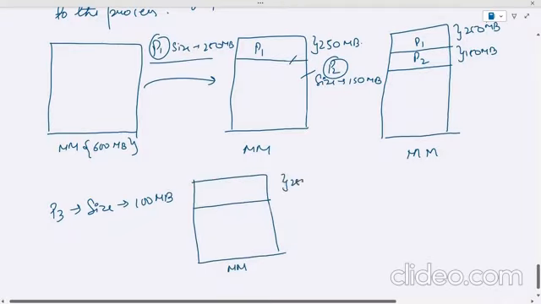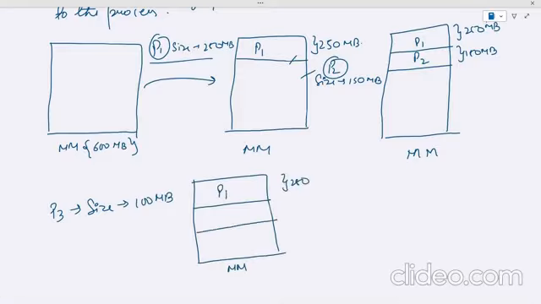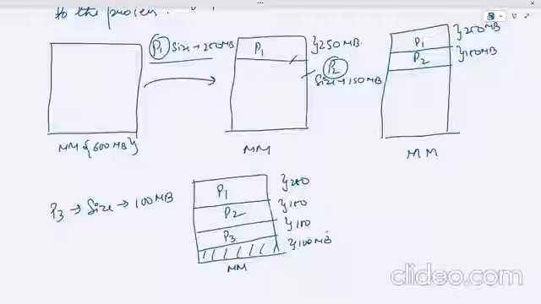250 MB allocated to P1, 150 MB allocated to P2, and there is a third process which needs 100 MB of space. So 100 MB is created in the main memory and allocated to P3. Now the space left in the main memory is what? 100 MB. Okay, so this is how dynamic partitioning works. A process arrives; if this process needs 250, then 250 is created. Whatever the memory need is, main memory allocates that space to the particular process.